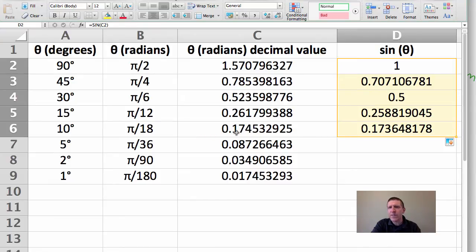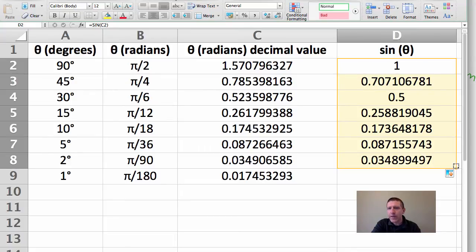Hey, now we're starting to see something. Theta in radians is 0.175. This is 0.174. I wonder if I keep going, what'll happen? 0.087 for theta, 0.087 for sine of theta, and notice that that happens at around 5 degrees. They start agreeing all the way to the thousandths place. Let's keep going. 2 degrees in radians is 0.0349, and the sine of theta is also 0.0349. And as you can imagine, this becomes even better when we go to 1 degree.